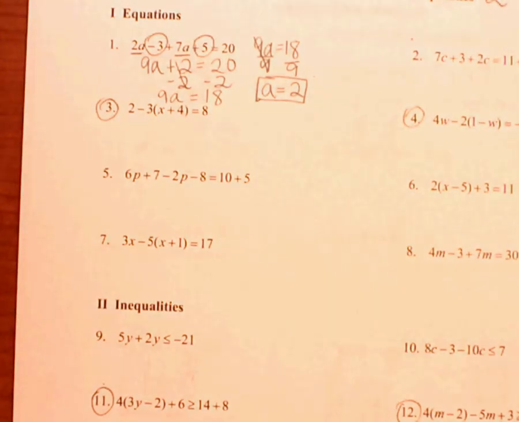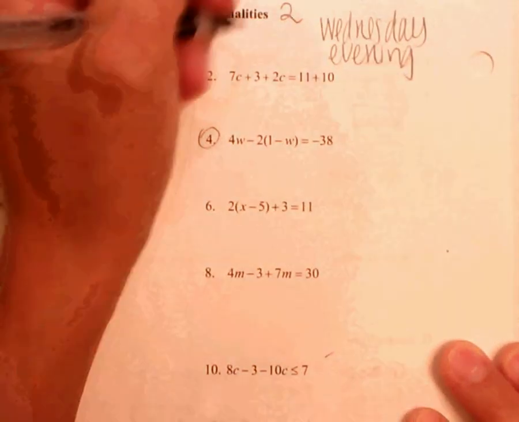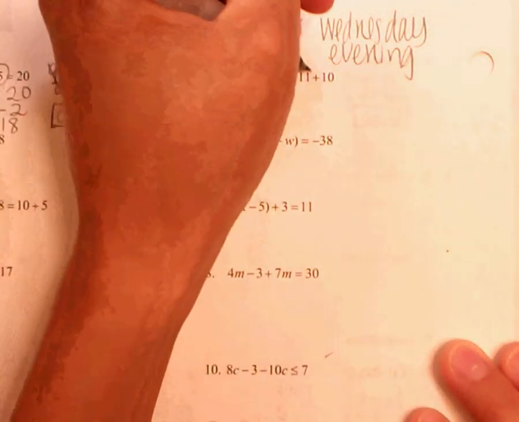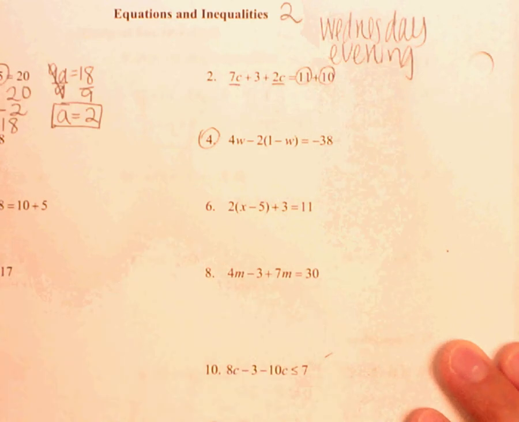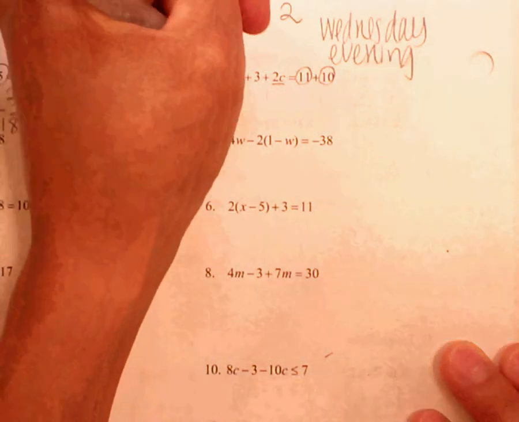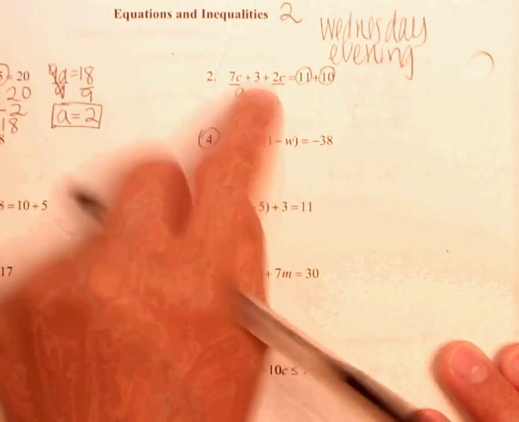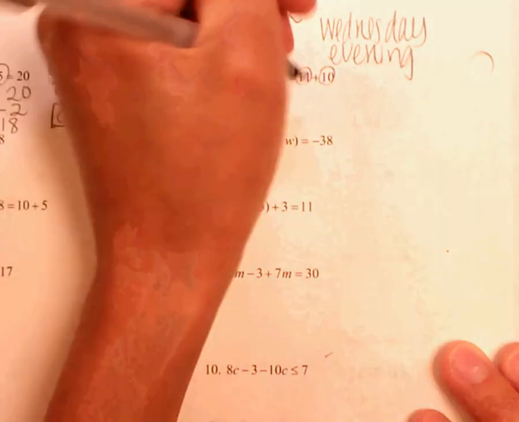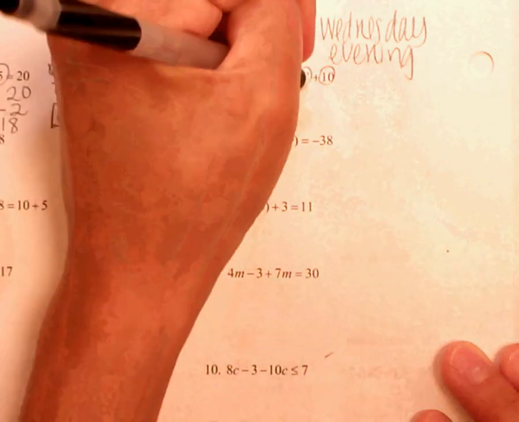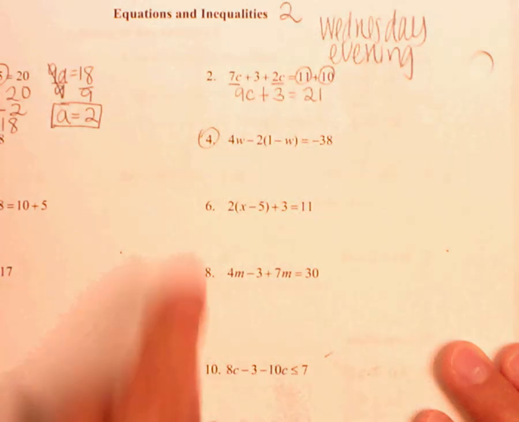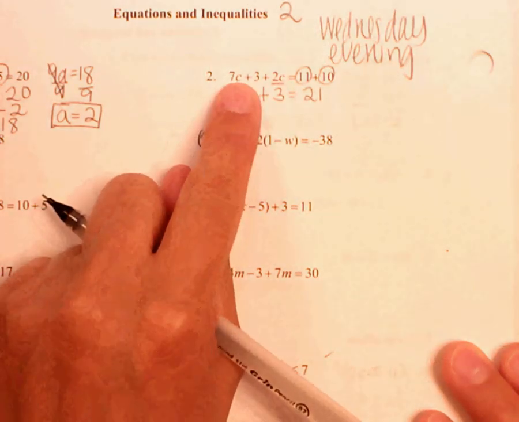All right, number 2, I'm going to work with you. Again, we have like terms on the left side of the equal sign, and we have like terms on the right side of the equal sign. So we're going to combine the 7 and the 2. That gives us 9c. Don't forget the +3. And 11 plus 10, which is 21. Equals 21. Again, we want to isolate the 9c, so we're going to subtract 3 from each side.